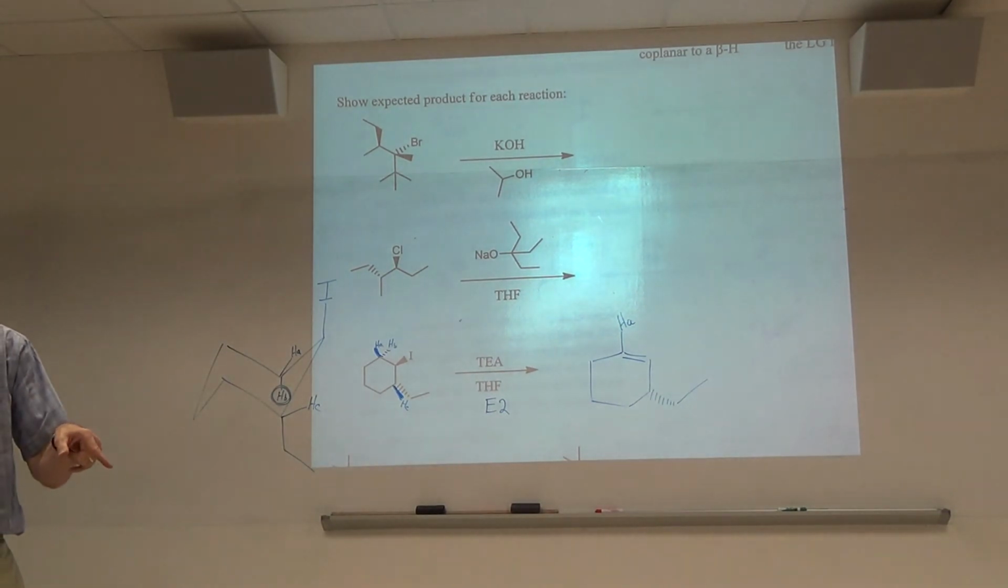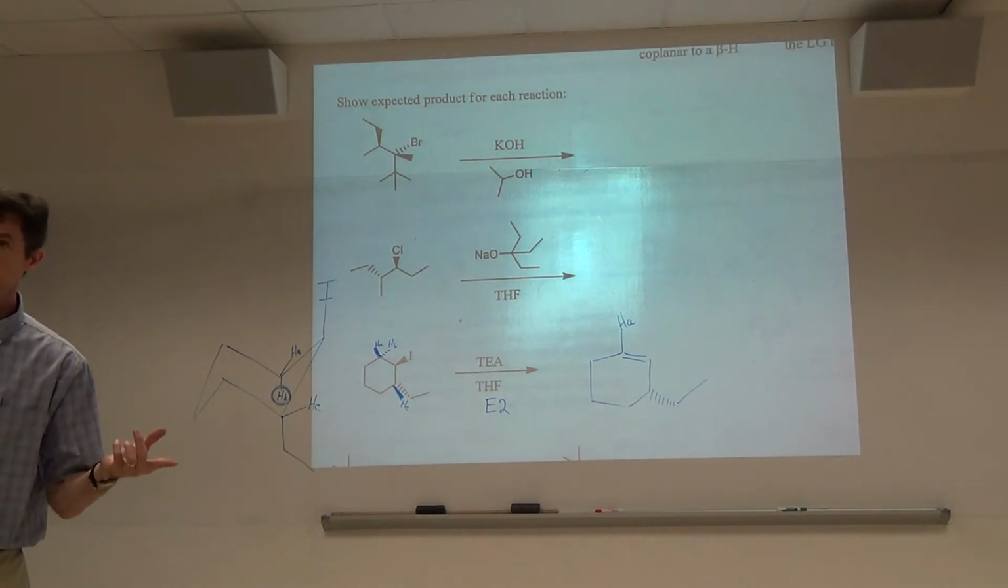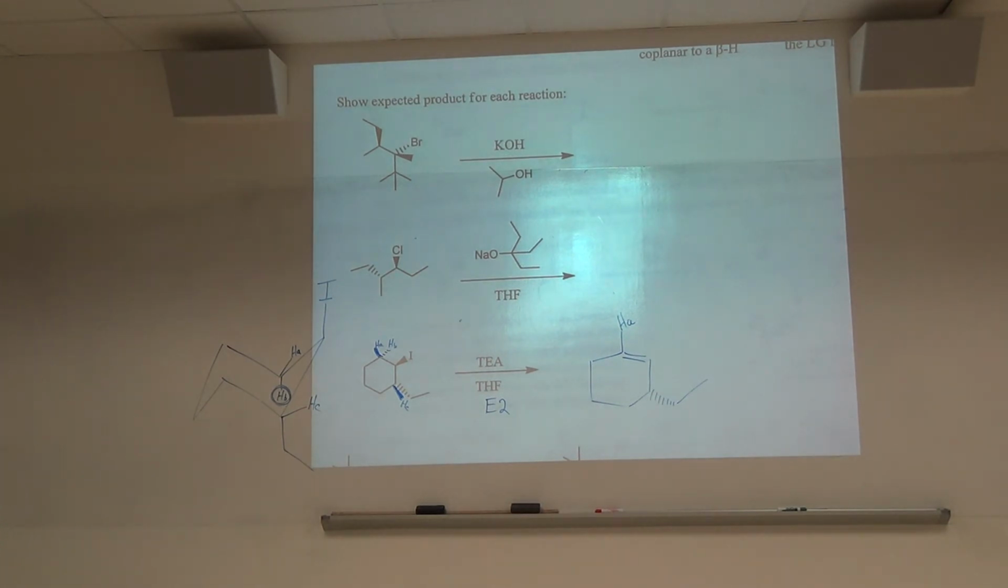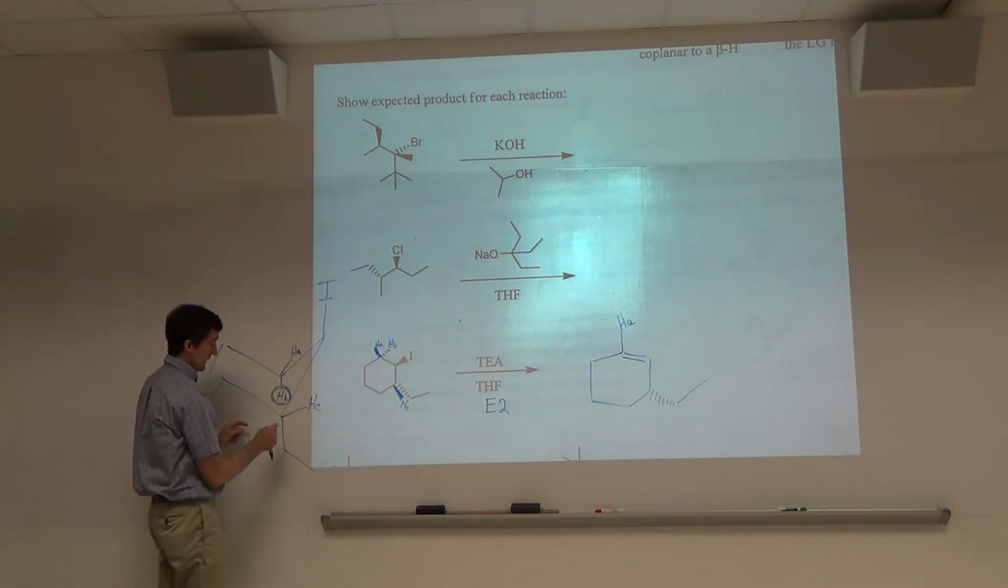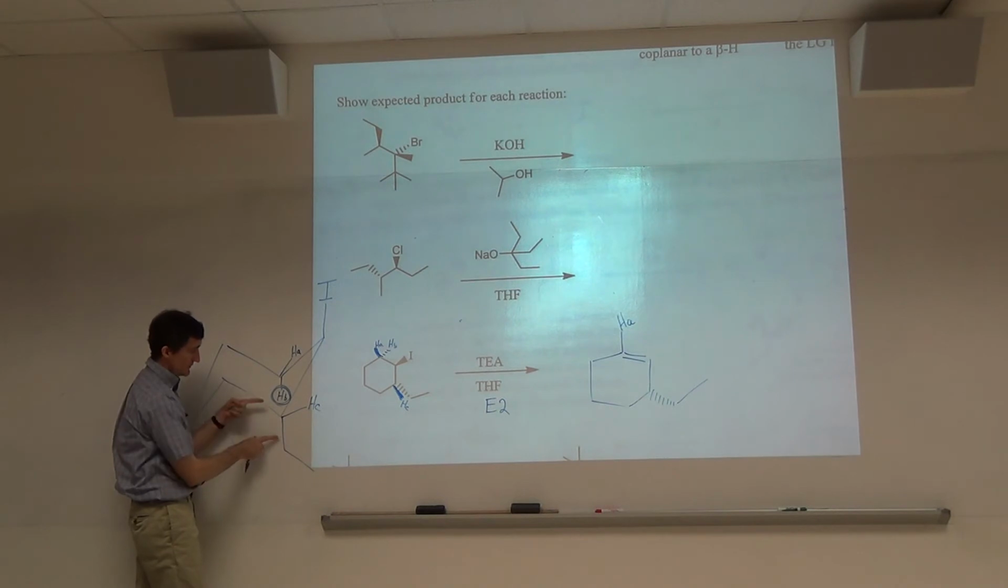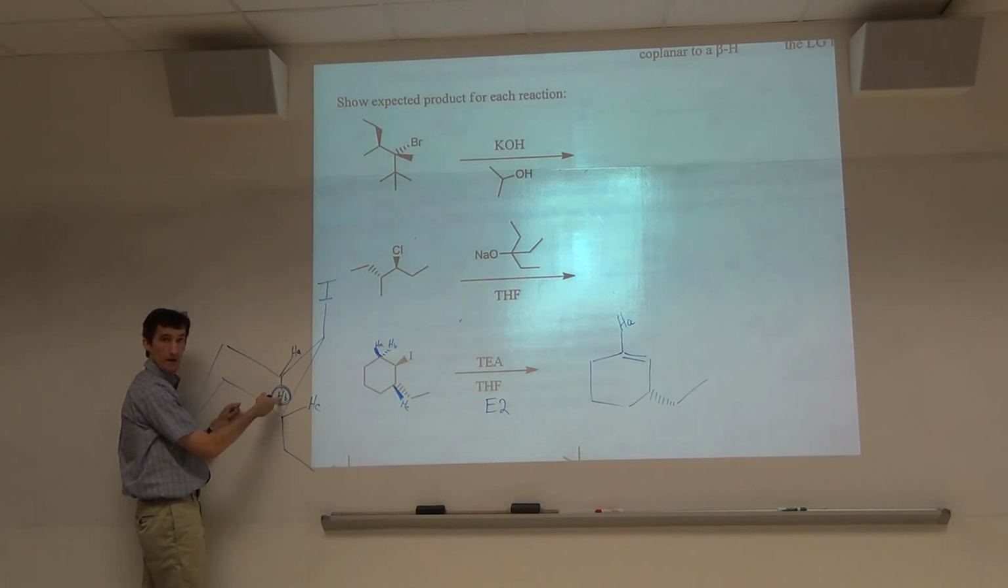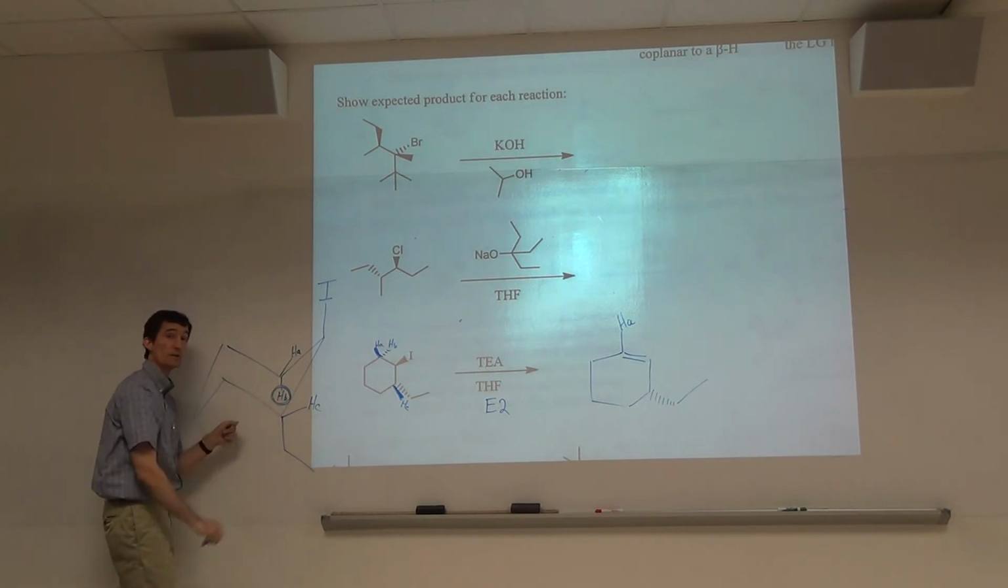Your ring flip, still nothing is coplanar. I was thinking, could something be syn-coplanar? Syn-coplanar can work. No. To be coplanar, the leaving group has to be axial. And there it is. These are your two coplanar bonds. That one's taken by another group. If that was a methyl or something else, yeah, it wouldn't eliminate.